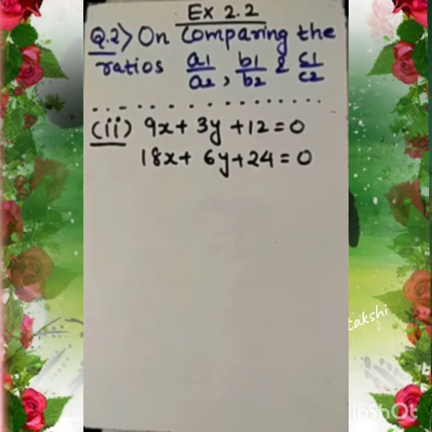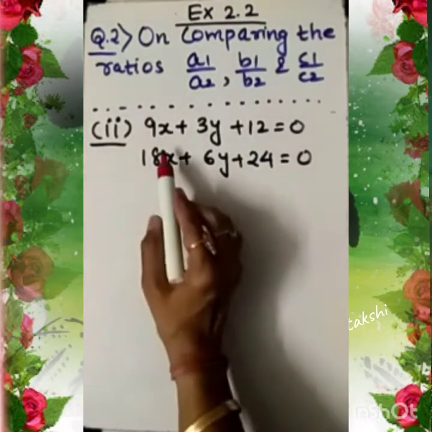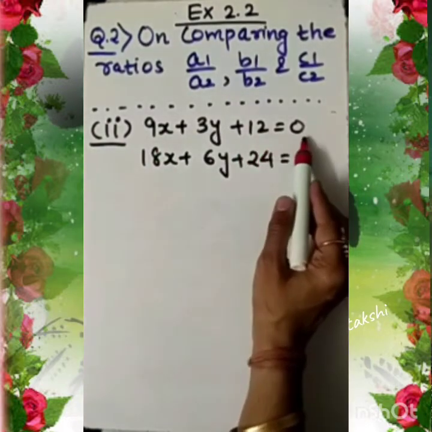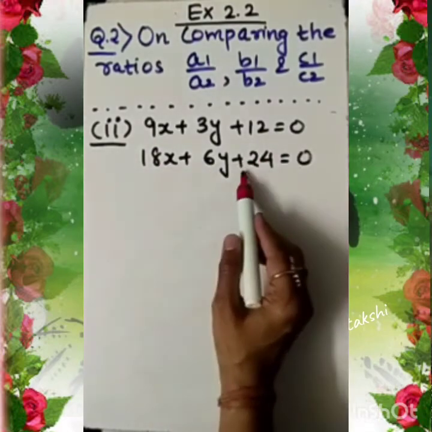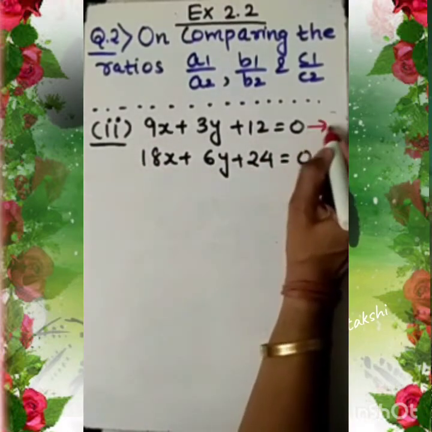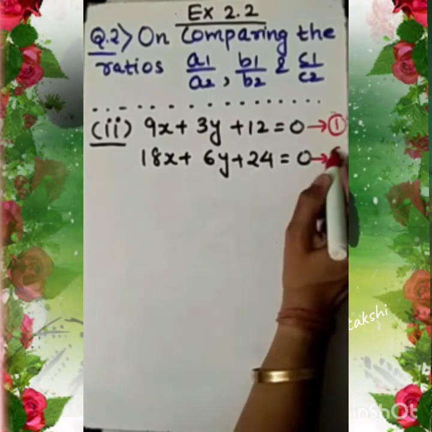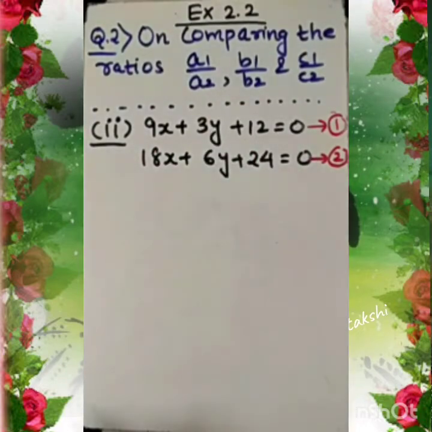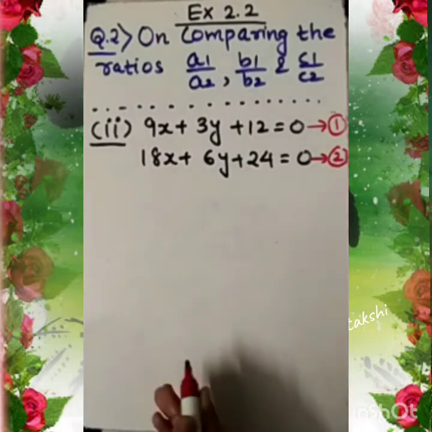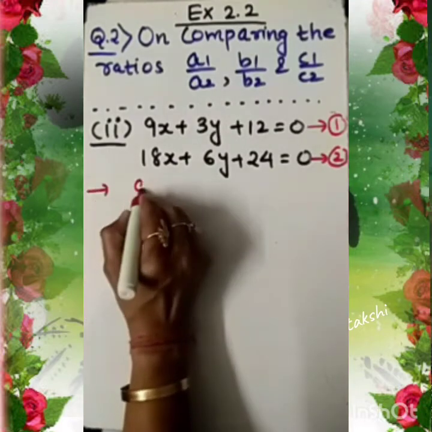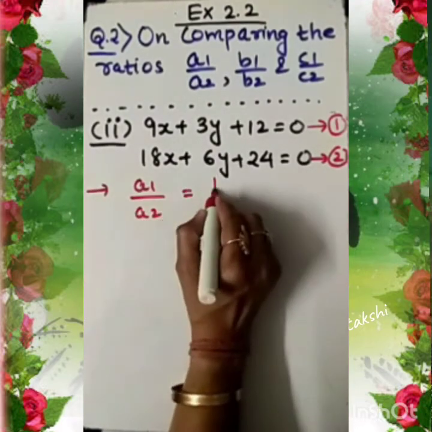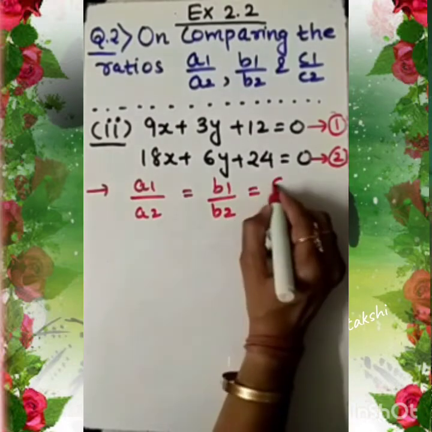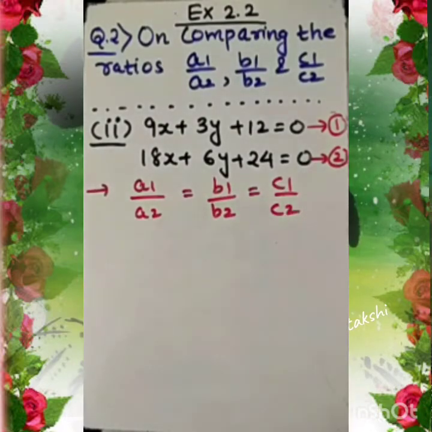So my dear students, now in the second question, the second part, we are given two equations: 9x plus 3y plus 12 equal to 0, and 18x plus 6y plus 24 equal to 0. Let me call this equation number 1 and this equation number 2. Both equations are already in linear form, in their general form. So what do we have to do? Let's start. We check a1 by a2 equal to b1 by b2 equal to c1 by c2 here. What is the reason?